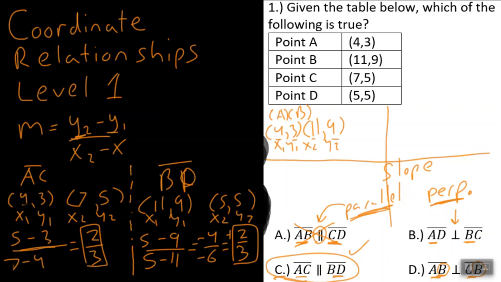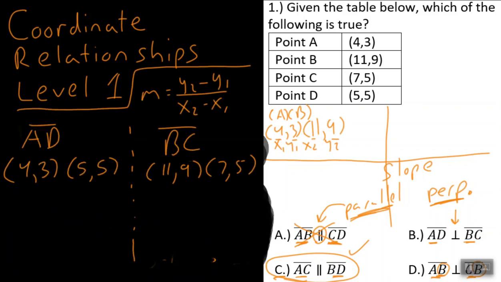Now what I would like to do is test out letter B, just to make absolutely sure why that's not the correct answer. And then you can tackle the remainder of this assignment on your own. Okay, I've gone ahead and set up AD and BC. Remember, we're just testing out letter B. Let's label this as x1, y1, and x2, y2, and x1, y1, and x2, y2. And then let's use our slope formula.